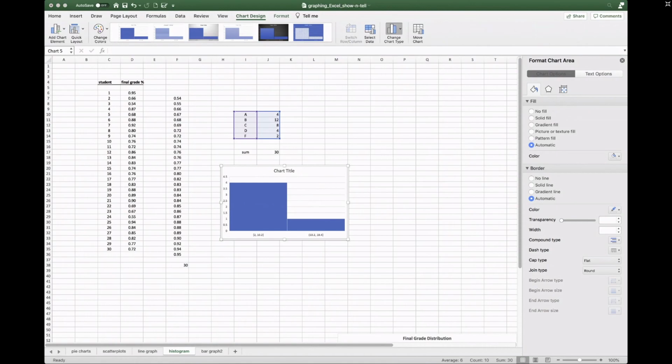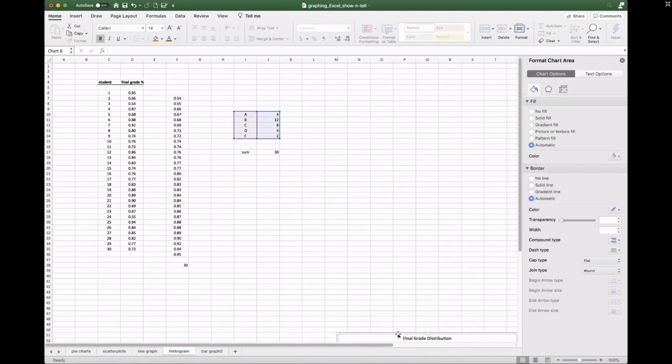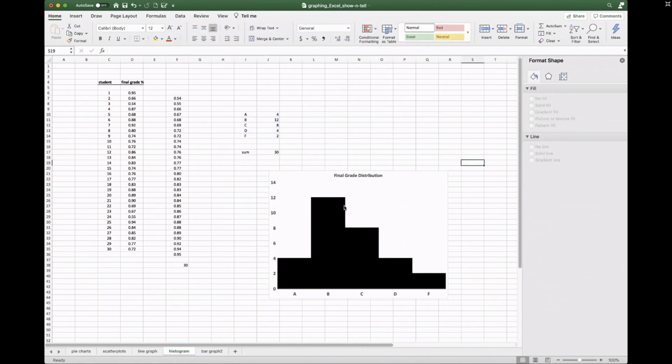How's this doing? Anybody know what I'm doing wrong? I can't remember how I fixed that. All right, but this is what I got. This is what you ended up with yesterday.